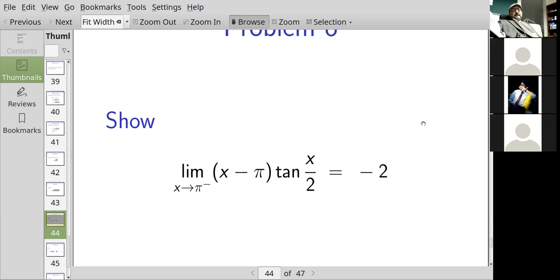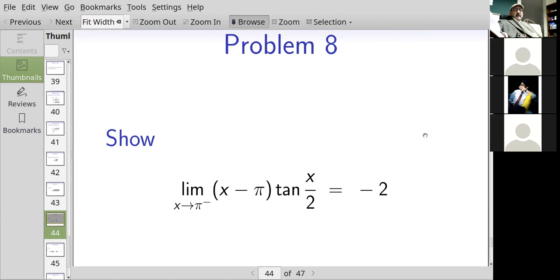So in this one, limit as x goes to pi from the left of (x minus pi) times tangent of x over 2. Now, what's tangent of x over 2 as x goes to pi? It's going to infinity, right? If you think about how there's this vertical asymptote at x equals pi over 2. So this has the indeterminate form 0 times infinity.